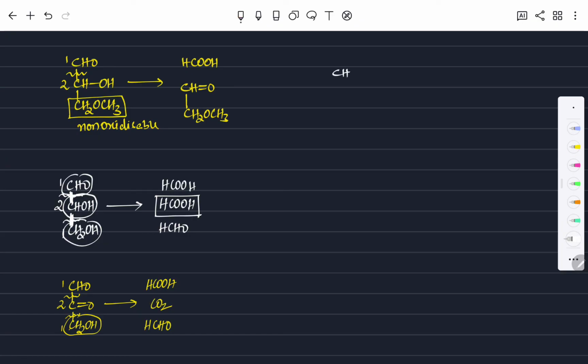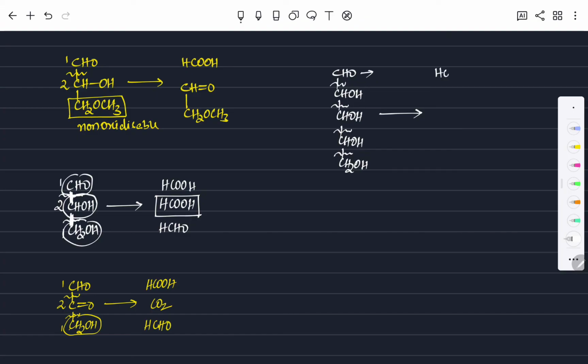Next example, CHO, CHOH, CHOH, CHOH, CH2OH. In this case also, this bond is oxidizable, this bond also oxidizable, this bond also oxidizable, and this bond also oxidizable.